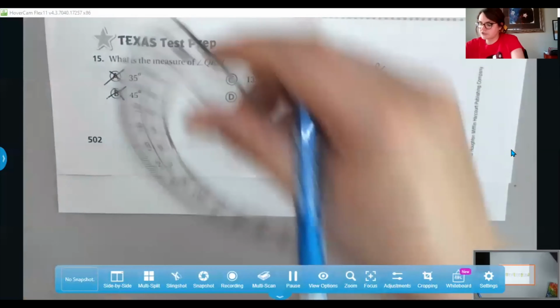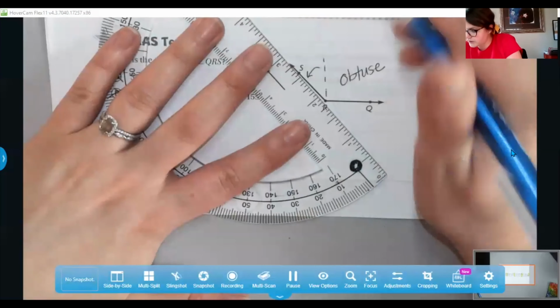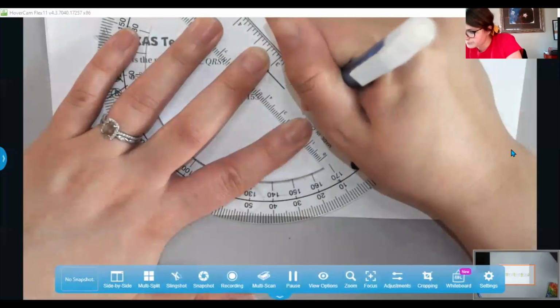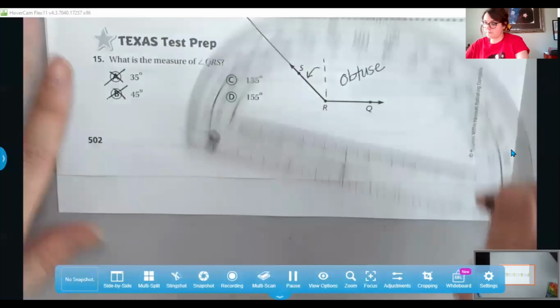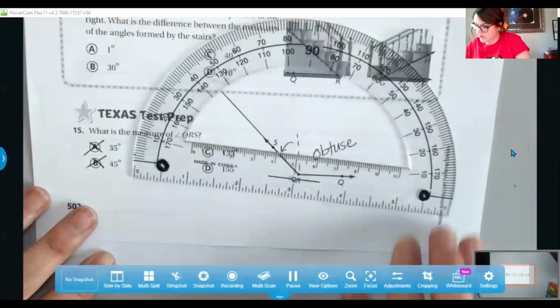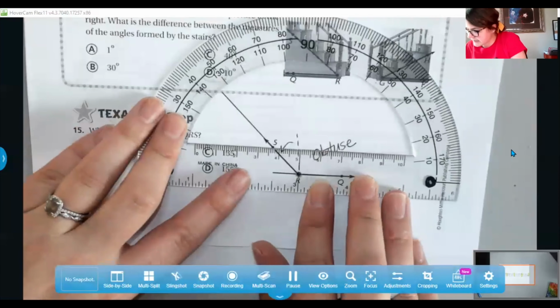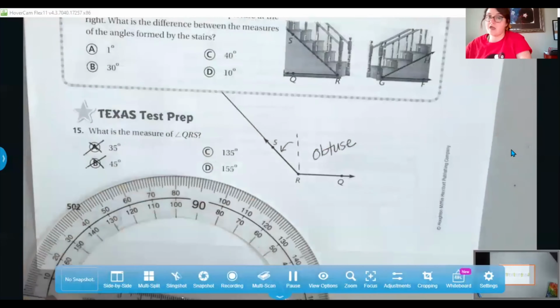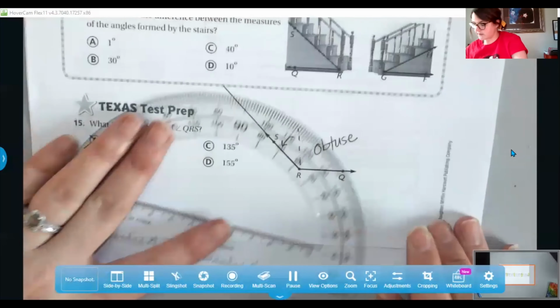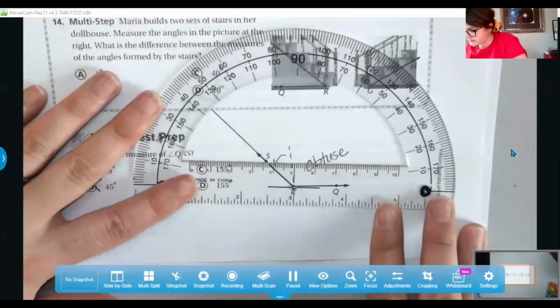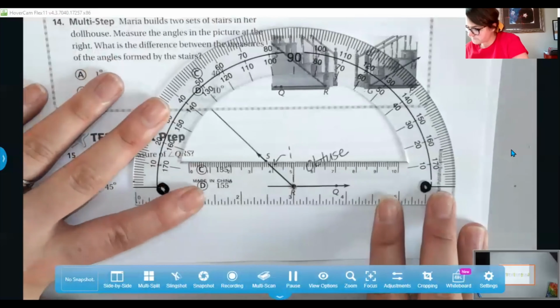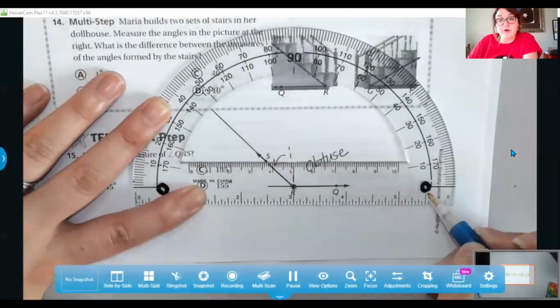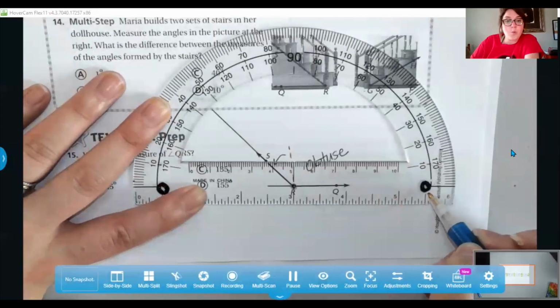So I'm going to extend my angle so we can read it on here. And here we go. I'm going to line up my vertex and line up 0. We're on this side now because our angle is pointing this way, not this way. So I'm going to line this up. And I'm going to see, starting at 0, counting upward, where this lands. I'm going to start and count by tens.